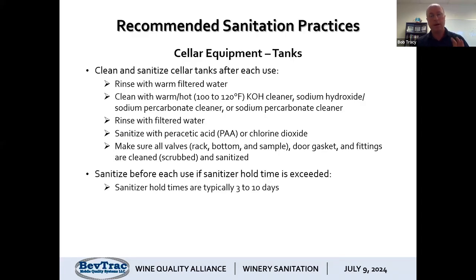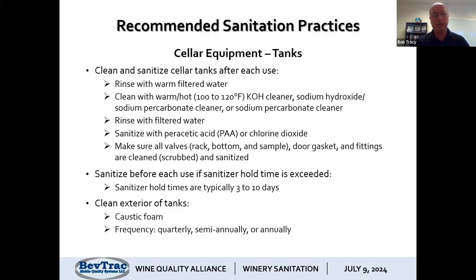And then if the tank has been cleaned and sanitized after you've used it, then the next time you're going to want to use it, you can just sanitize it if the hold time is exceeded. So I found that if you clean and sanitize a tank, usually you can wait about 3 to 10 days without having to sanitize the tank again, because usually the sanitizer hold time is 3 to 10 days, and that's how long before microbes start coming back. So if you're past 10 days for sure, you need to sanitize again.